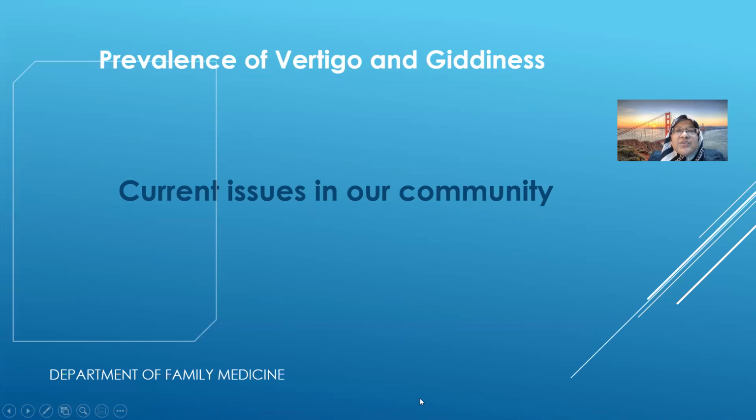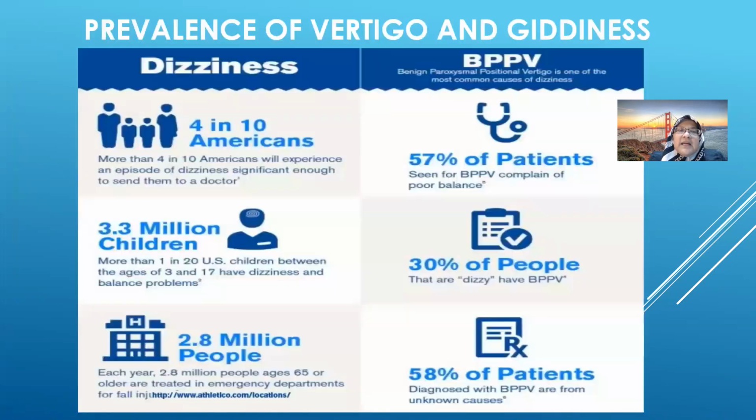So the current issue I just want to highlight is that it's not only a Malaysian issue but a global issue. As you can see here, dizziness affects 1 in 4 Americans, 3.3 million. But I believe we are not yet well established in the management of vertigo in children, but I hope we are going to move forward. And 2.8 million people each year, age 65 and older, are treated in the emergency department because of falls.